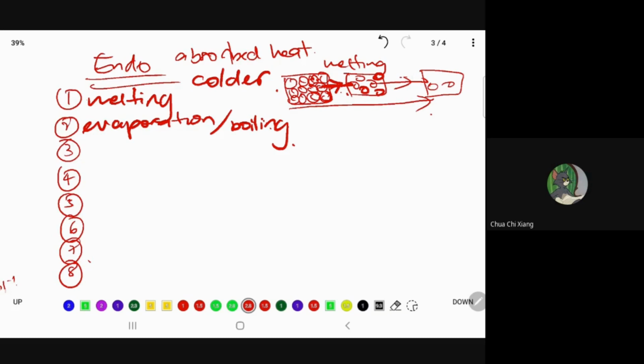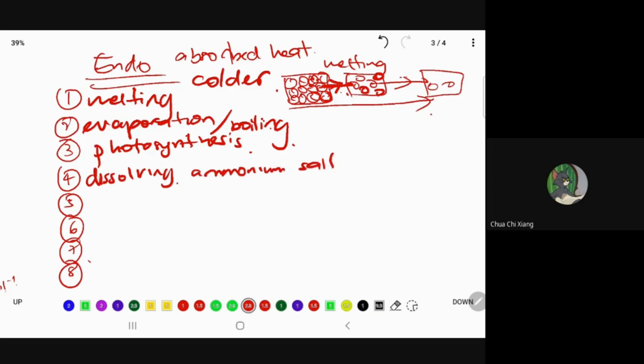So other than these two, photosynthesis is a kind of endothermic reaction as well. Like on a hot day, normally you like to stand below a tree because it's cooler. Other than that, dissolving ammonium salt. Meaning, for example, if the question says putting ammonium salt in the water, then you know it is definitely an endothermic reaction.